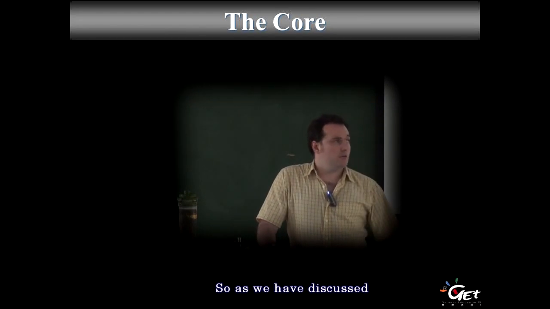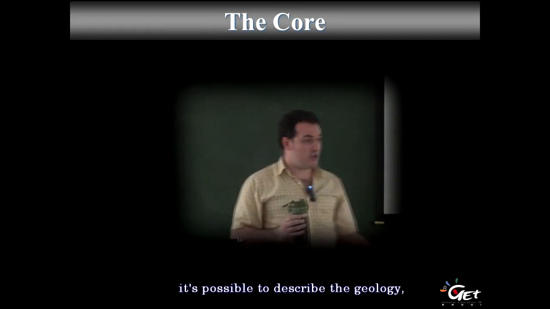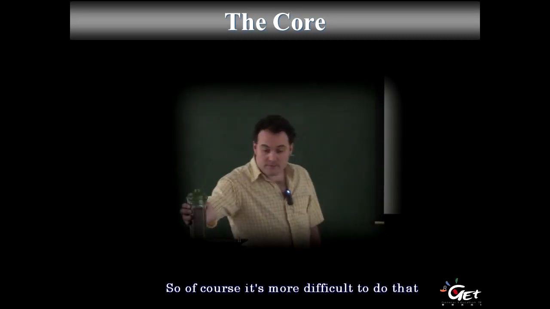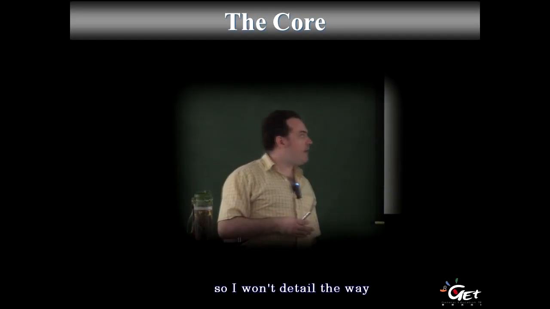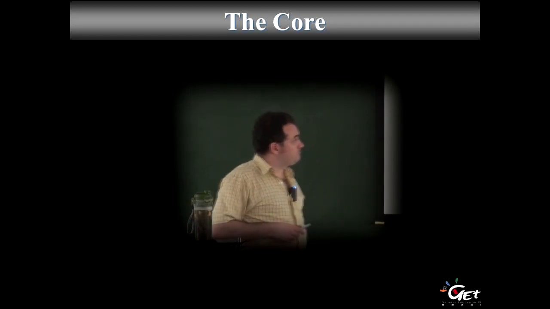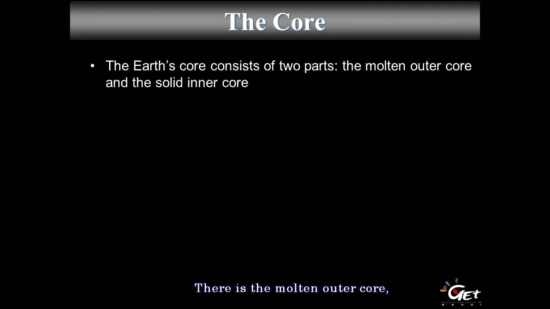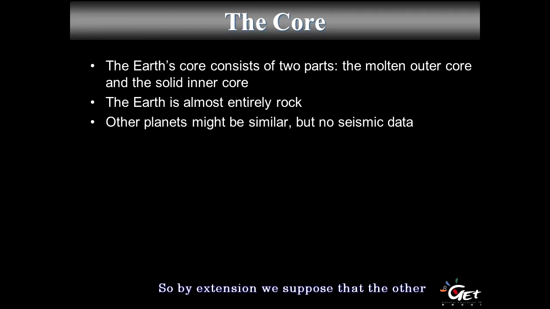As we discussed three weeks ago, because last week was a break, it's possible to describe the geology, how the structure of Earth is made inside, by using mainly seismic waves. Of course it's more difficult to do that on other planets, especially when they don't really have seismic activity. But by looking at their mass, and there are different ways of measuring mass, and their size, we can derive density and have an idea of how they are composed. As I mentioned two weeks ago, the Earth core consists of two parts: the molten outer core and the solid inner core, and the Earth is almost entirely rock. So, by extension, we suppose that the other telluric planets may have something similar. However, we don't have seismic data, so it's very difficult to do.